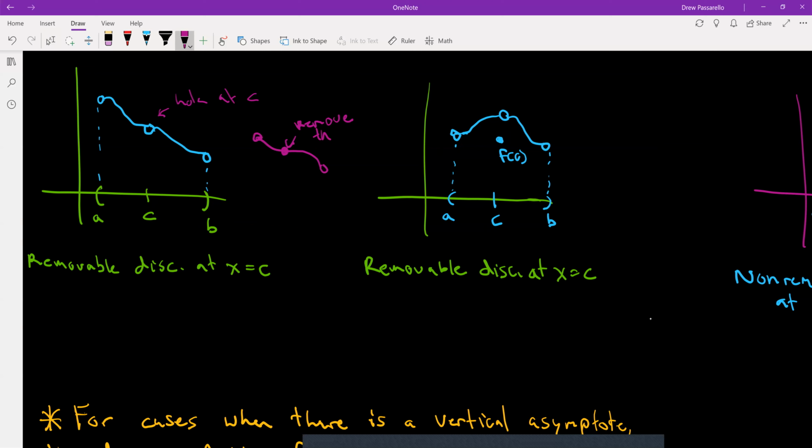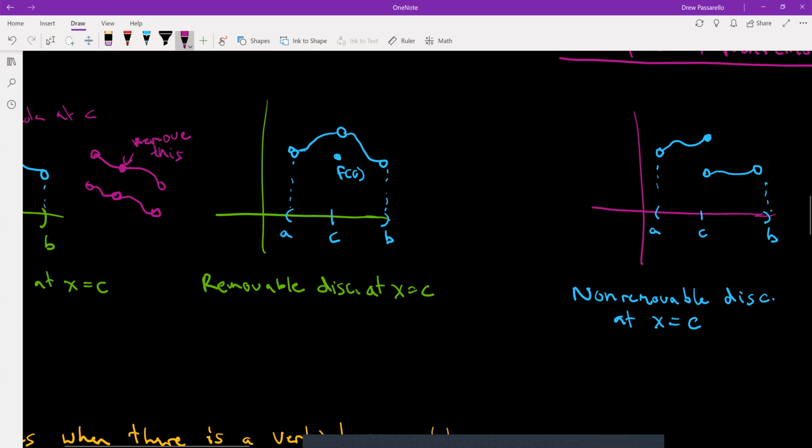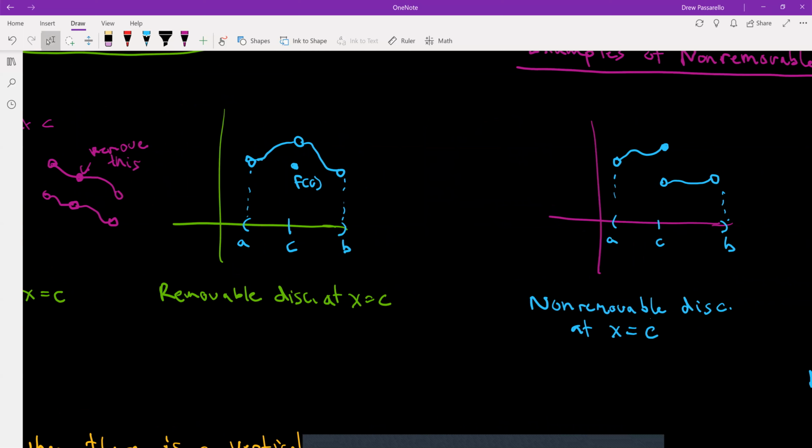Sorry, I keep messing up. These endpoints need to be open dots. Basically, this closed dot turns into an open dot when I remove it. Okay, so that's a case of removable discontinuity. Here's another example of a removable discontinuity.